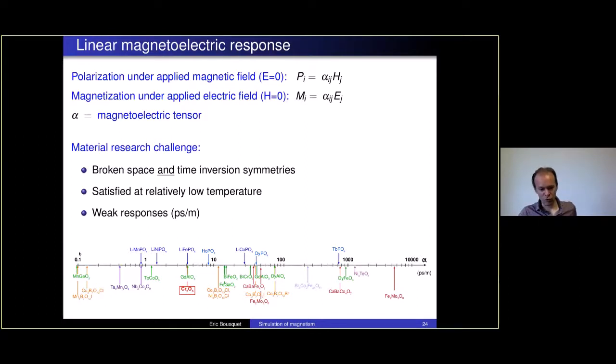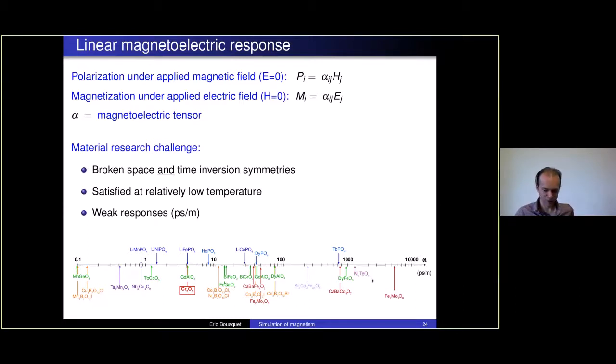And here I tried to draw a log line of different compounds that have been reported up to now. This is not exhaustive, and you can see that many have an order of 10 to 100 picoseconds per meter, which is quite small. And we have some new systems here with much larger response that have come out in the past 10 years, I would say.